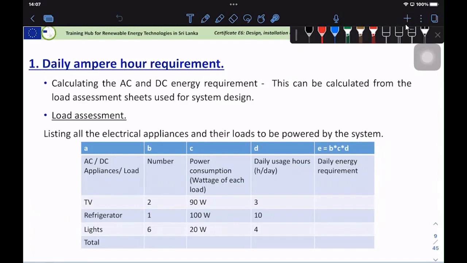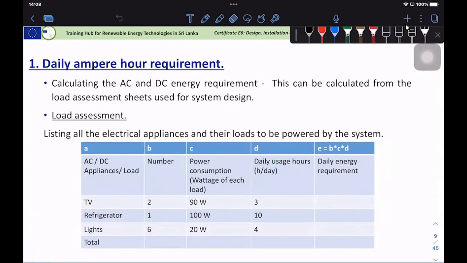In this example, two TVs are used and both are used for 3 hours. That means it's 6 hours, and that is multiplied by 90 watts, which will be the daily energy requirement for the TV. So we need to calculate those daily energy requirements, and then find the total energy requirement of the household per day. So this is per day, right? The daily usage hours are per day. So this total will be the energy requirement per day.